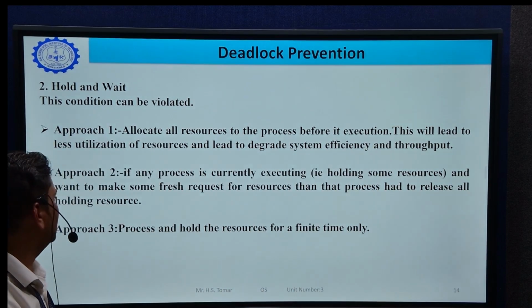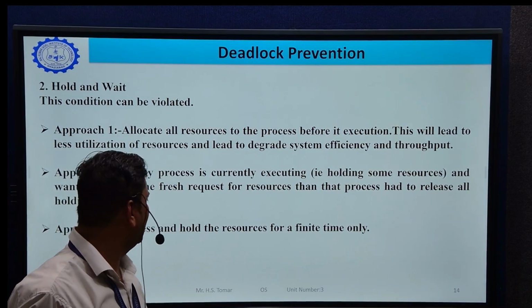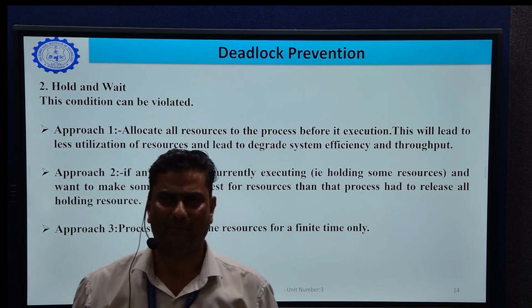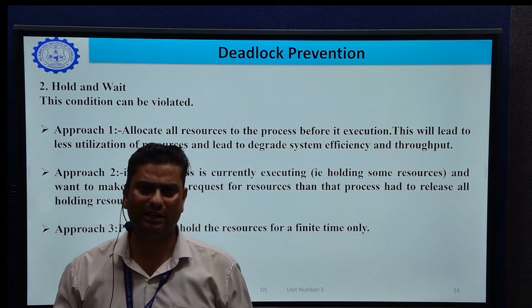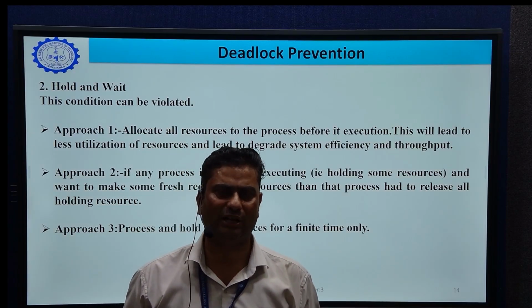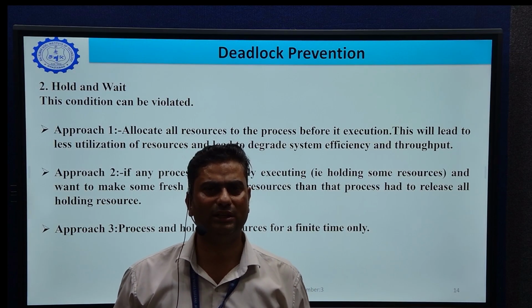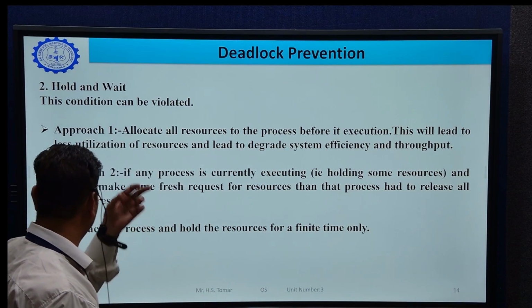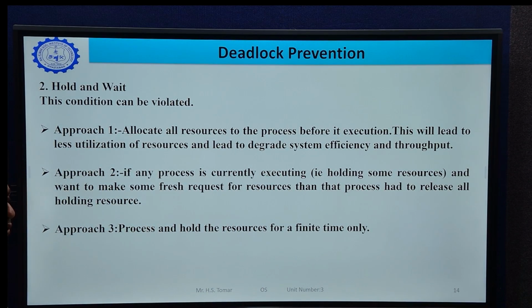The third approach was that a process can hold a resource only for a finite interval of time. That means if any process holds a resource for a finite interval of time, then forcefully that resource is preempted from that particular process. That is the meaning of the hold and wait violation condition.